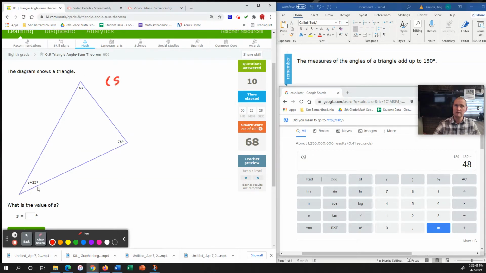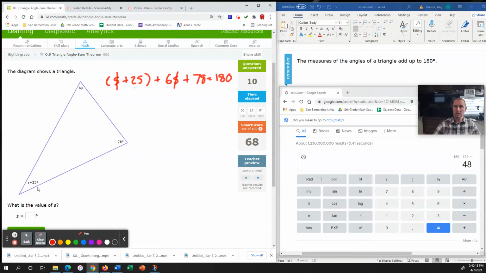We'll do S plus 25. Now I'm going to put that in parentheses as one angle, plus 6S plus 78 equals 180 degrees. Okay, now what I don't like about S is they look like fives. So for right now, I'm going to call S dollar signs because I don't want to get a 5 and an S mixed up because these are all S's or variables.